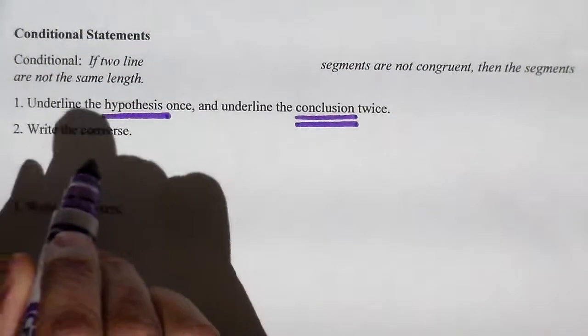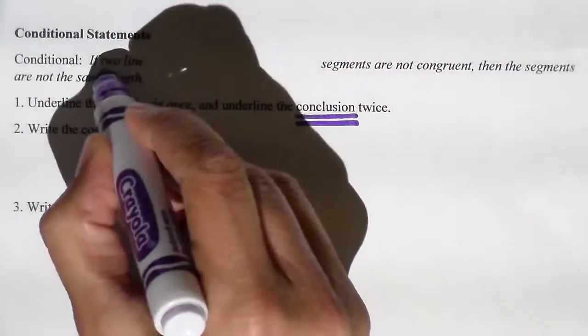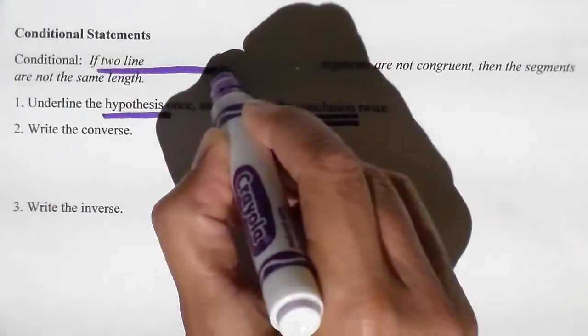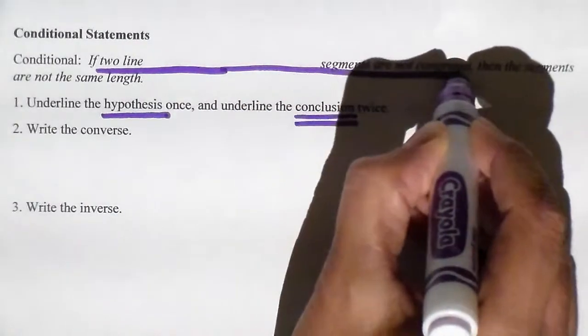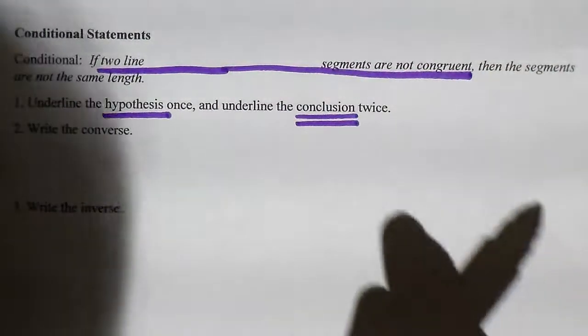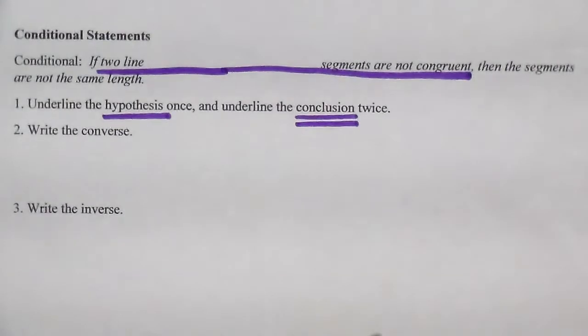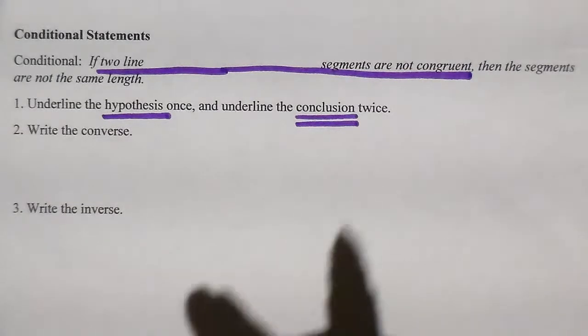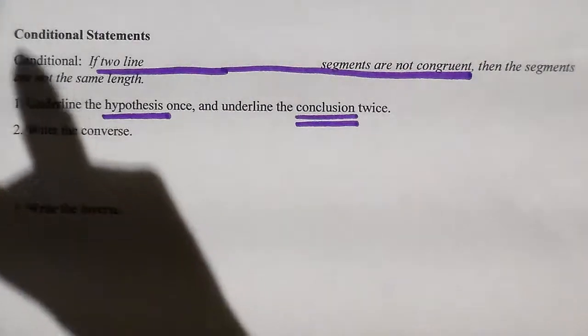Since it says if two line segments are not congruent, my hypothesis is the portion that says two line segments are not congruent. Remember, the if is not contained in the hypothesis. We didn't spend a whole lot of time highlighting that, but that's technically the way it is. The hypothesis is what is happening, not with the if.